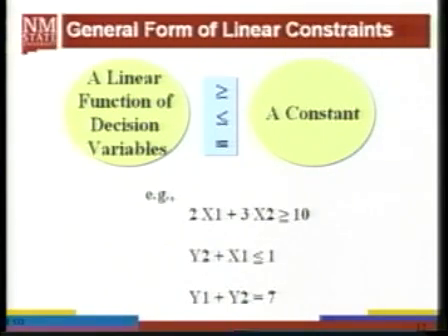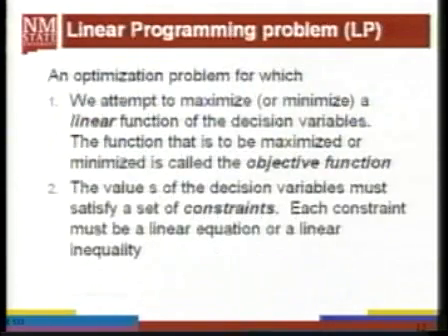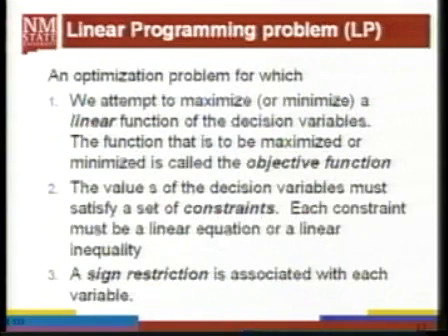So for example, all of these math formulations are linear constraints, right? The sign restrictions, either non-negative, that is, the left-hand side is greater than or equal to 0, or non-positive, that is, the left-hand side is less than or equal to 0, or unrestricted in sign, may be associated with each decision variable.